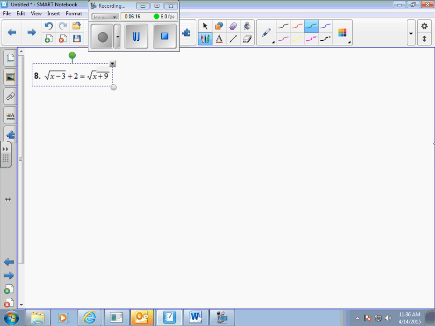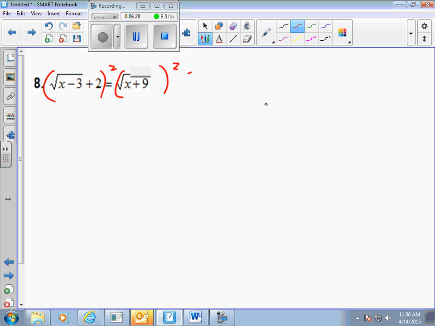Number 8. On this one, we're going to be squaring both sides. On this side, we have to FOIL because it's a binomial. On this side, it just kind of goes away. So I'm going to have, this is square root of x plus 9, so I would get x plus 9 without the radical because squaring and square roots are opposite operations.